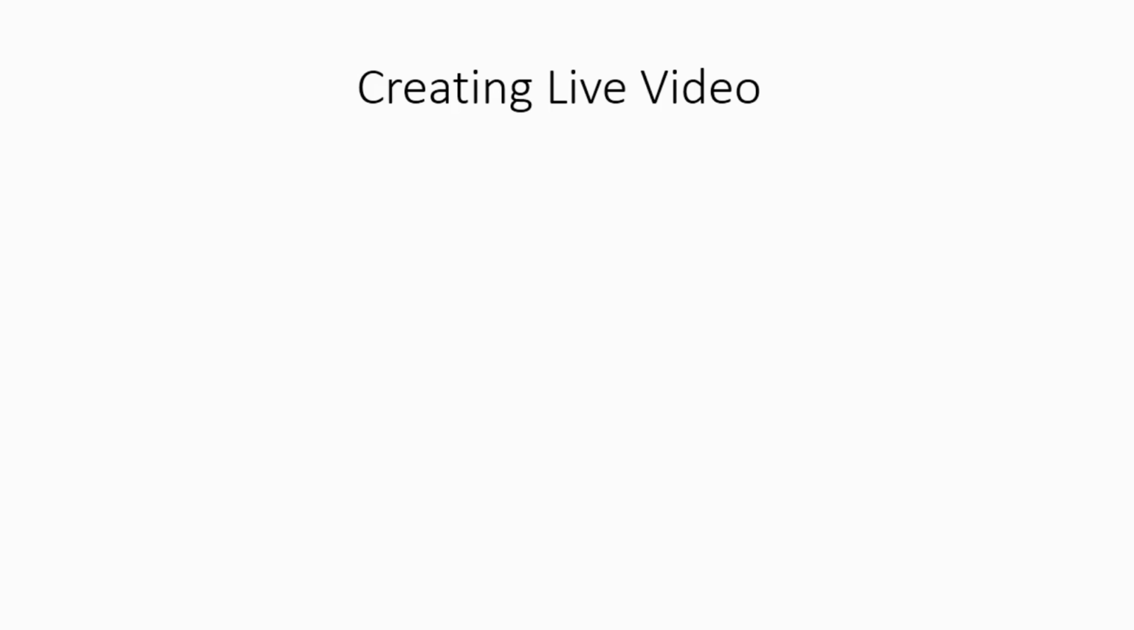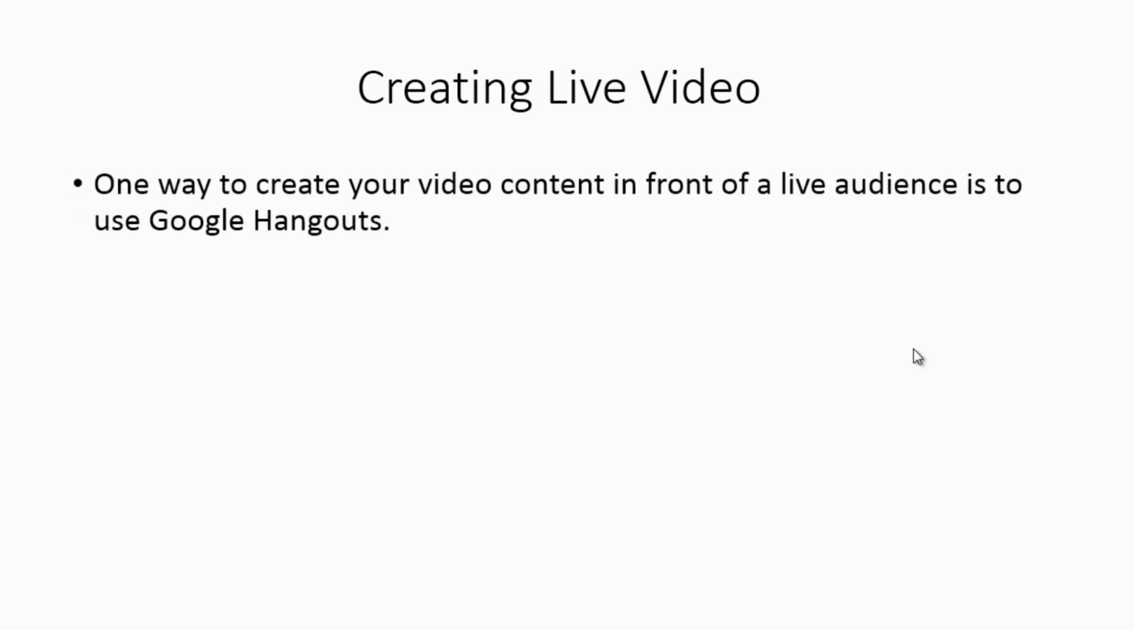In this video, we are going to be discussing creating live video as your authoritative content. And this is just another way of you being able to use the video medium in order to communicate valuable information to your subscribers, your followers, your tribe, or anyone else that will eventually become your buyer. And one of the best ways to create live video, or create video in front of a live audience, is to use Google Hangouts.